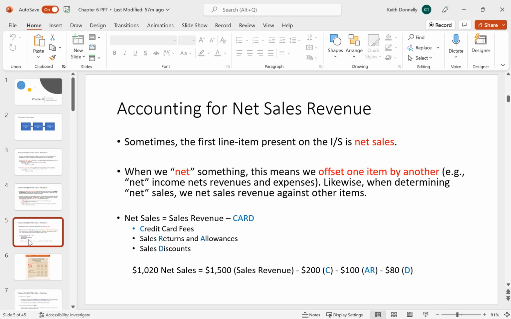Okay, so we did a little bit of an expansion there on the revenue recognition. We looked at FOB shipping point and FOB destination. If we're talking about revenues and expenses, let's talk about sales, right? And specifically, net sales. So when we say the word net in accounting, it really means we're offsetting one item by another, right? So like net income is your revenues minus your expenses.